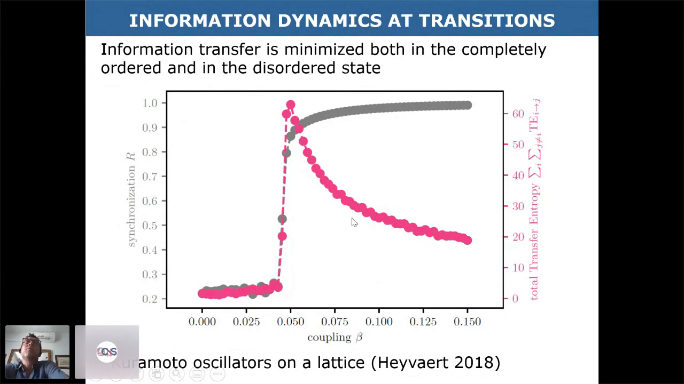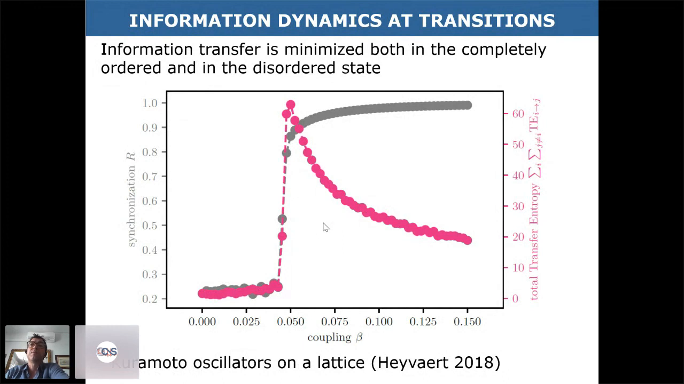As you know, one of the main differences between, for example, transfer entropy and Granger causality on one hand and correlation on the other, is that when the driver and the target become the same, then the correlation goes to one. On the other hand, the transfer entropy or the Granger causality drop towards zero, because we don't need the driver anymore to predict the target.